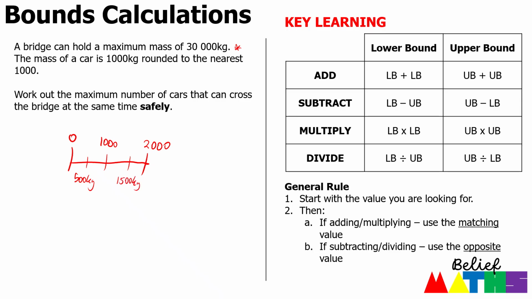Now it asks for the maximum number of cars that can cross the bridge at the same time safely. So in this case, we want to think worst case scenario. Now the worst case scenario is that the cars are as heavy as possible. So we're going to assume that all the cars weigh this. So therefore we're going to do 30,000 divided by 1,500. And again, we can do that using our standard method, or we have a calculator anyway to make our life easier, but that's 20 cars. Now in reality, there might be more. It might manage 21 or 22 depending on the value we use, because if we'd used the lower bounds, we would have ended up actually being able to have 60 cars. Okay, but to be definite, we want to think worst case scenario, so the most number of cars, which in this case is 20 cars.